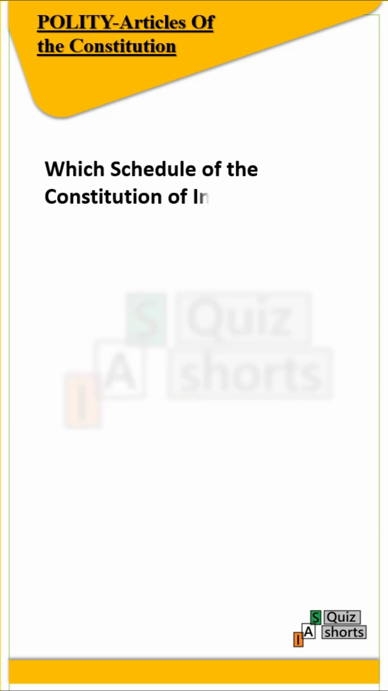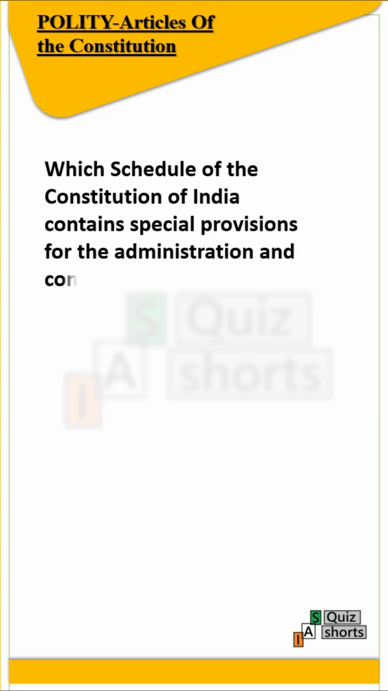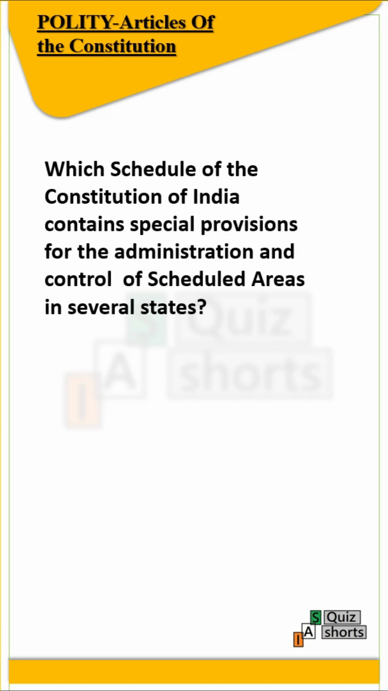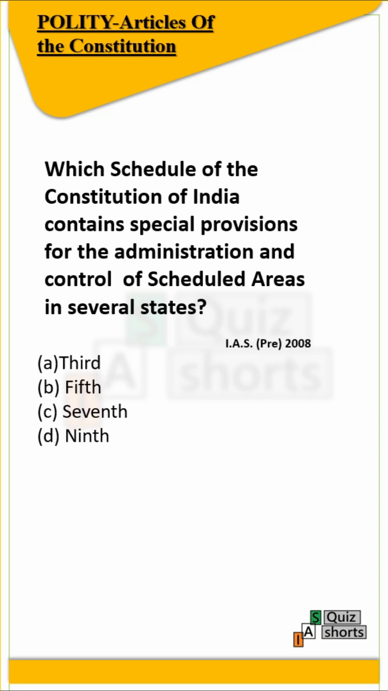Which schedule of the Constitution of India contains special provisions for the administration and control of scheduled areas in several states? Option A 3rd, option B 5th, option C 7th, option D 9th. Answer is option B 5th.